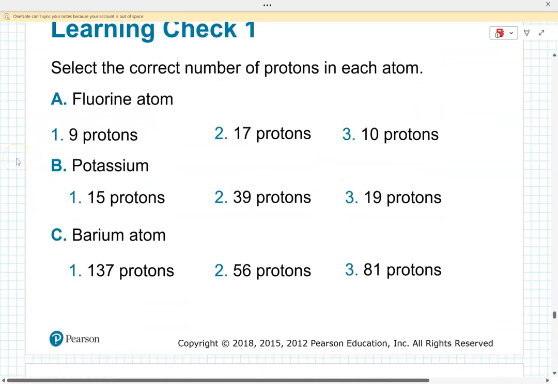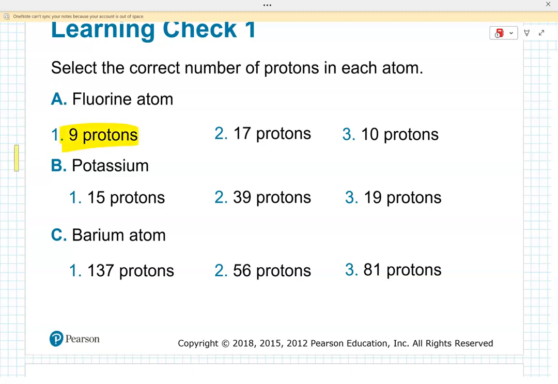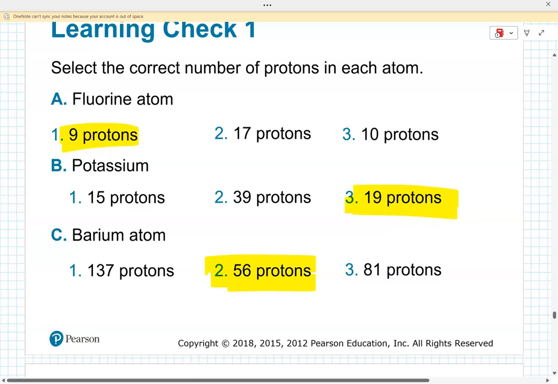So, tell me, fluorine, how many protons? Fluorine is F. Potassium, which is K. And barium, which is Ba. Sixth period. 56. Okay?